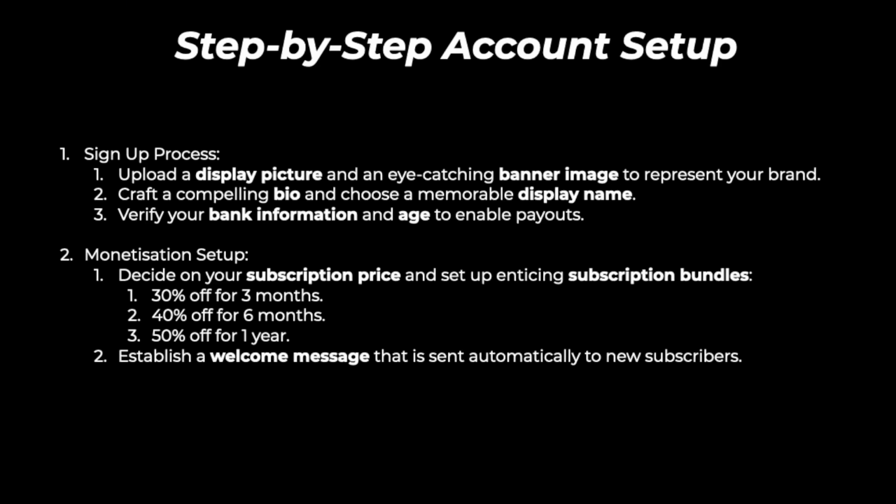Now, step 2 is the monetization setup. So you want to decide on your subscription price and set up enticing subscription bundles. So personally, what we do for bundles is 30% off for 3 months, 40% off for 6 months, and then 50% off for 1 year. So in case a subscriber wants to subscribe for a longer duration, they can do that and we can get more upfront money, okay? So they get incentives to subscribe for longer.